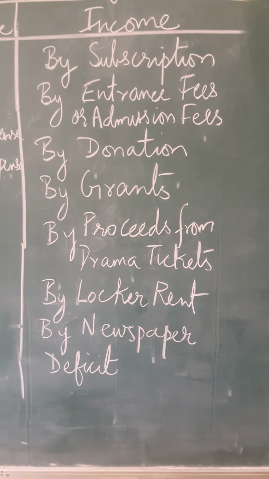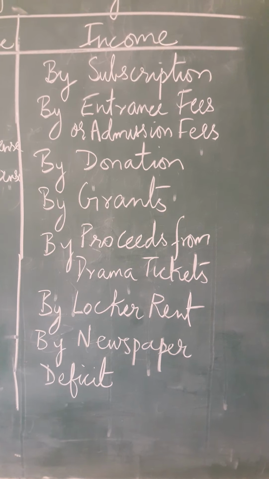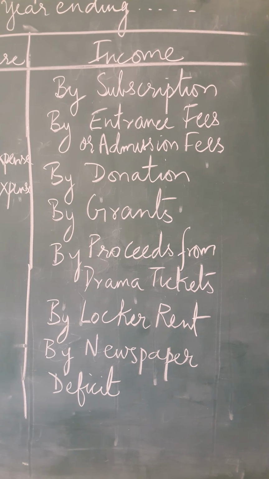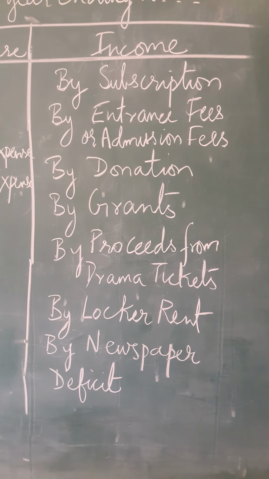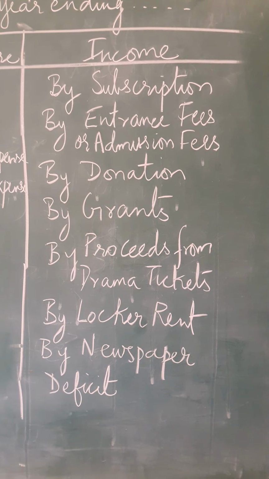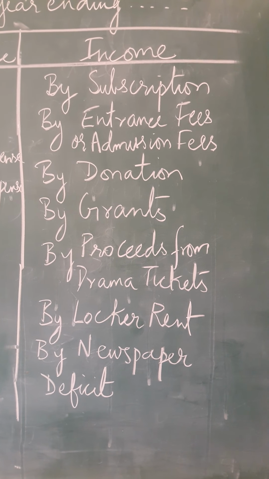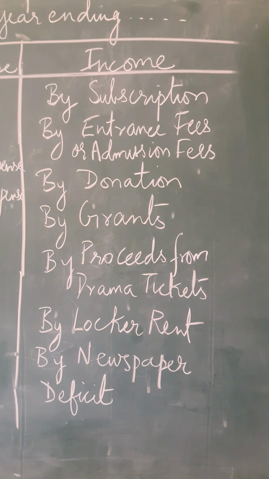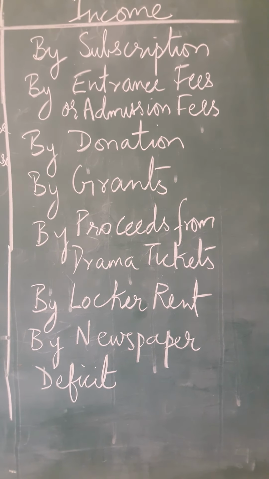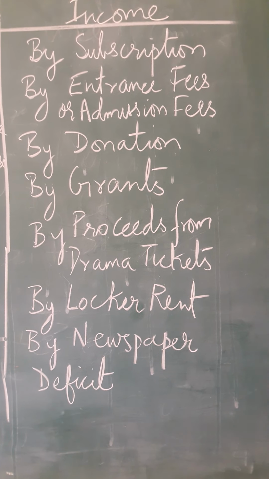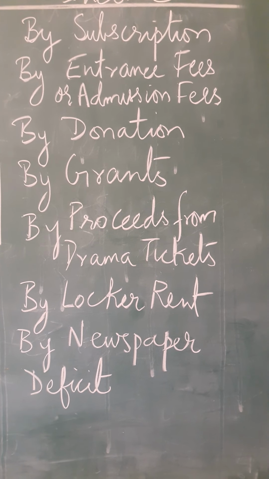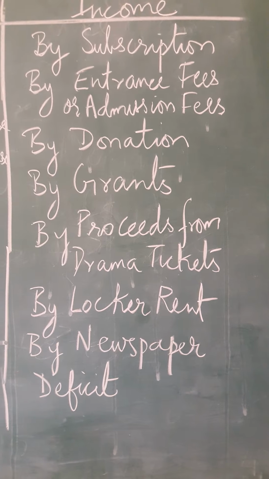Now, income side, all new, listen, see again. Subscription, members paying annual subscription to an NPO. It is an income for the NPO. Similarly, entrance fee or admission fees is also an income. Donation by any is an income. Grants, generally by government, is an income. Proceeds, you're holding any drama, tournament, anything, and you are earning out of that, those proceeds are also income. If you're having locker facility, the locker rent you have earned is an income, and newspaper I have already told you.